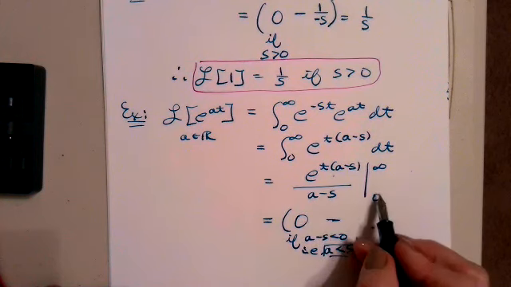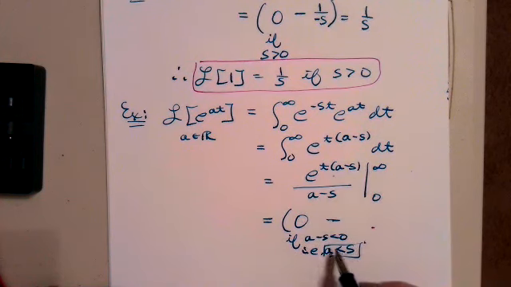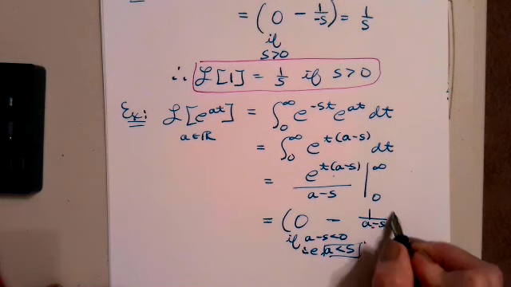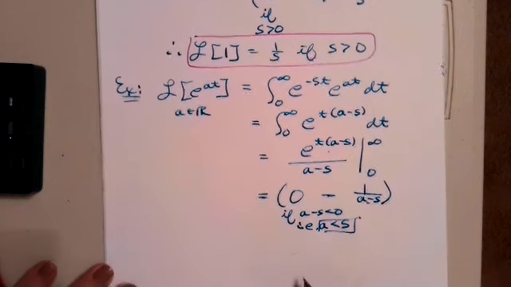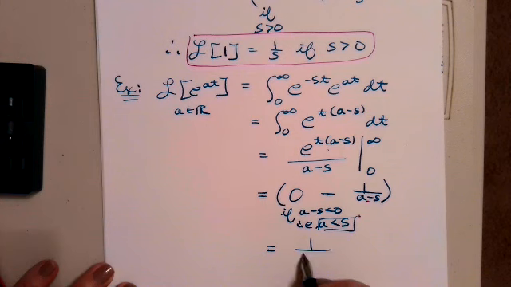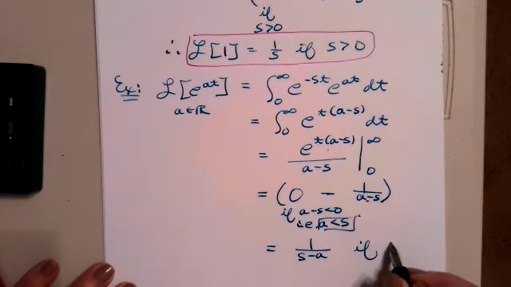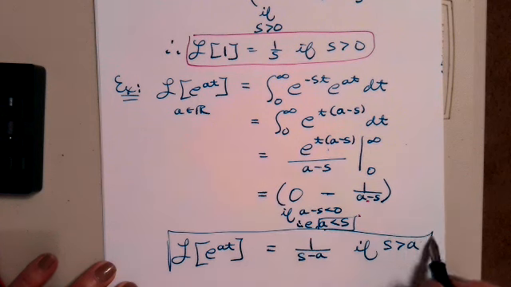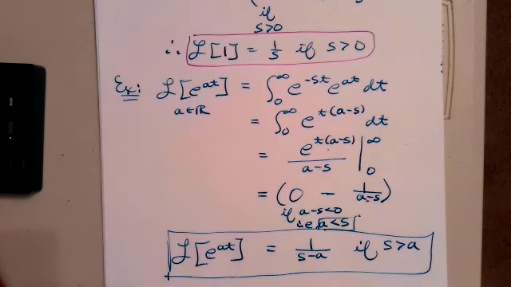Okay. And then you subtract the value at 0. So at 0, you get e to the 0, you get minus 1 over a minus s. Okay. But that is 1 over s minus a, and that works if s is bigger than a. So the Laplace transform of e to the at we worked out, and it's this, if s is bigger than a. Okay. We did the one that was sine, which was a really difficult one. We did that first. Okay.